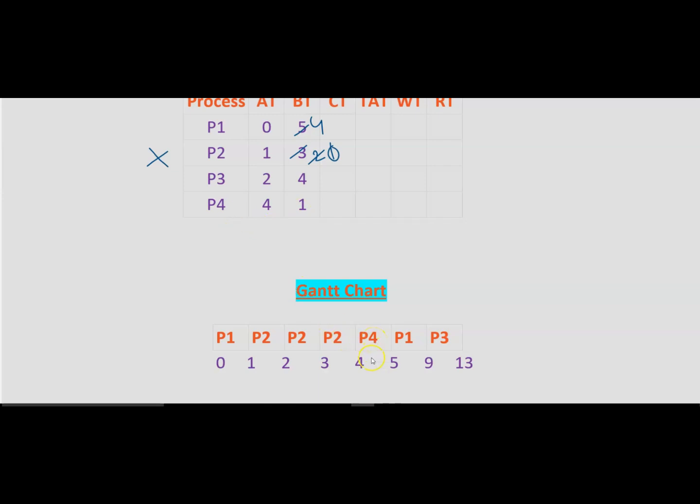And what is the burst time of P4 process? That is 1. So it will be executed completely. So I'm again crossing it. So from 4 plus 1, that is equal to 5. So it means that CPU will be allocated to P4 process for 1 time interval. So last I'm remaining with two processes, that is P1 and P3.